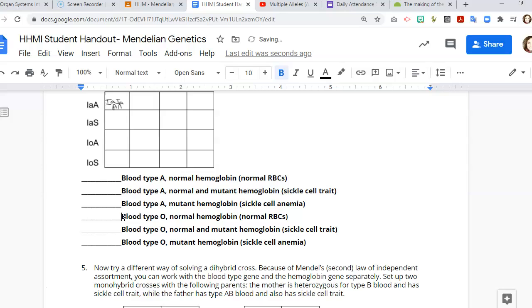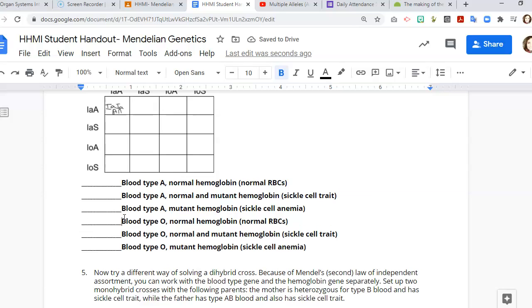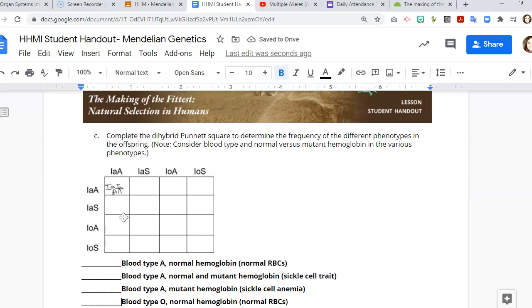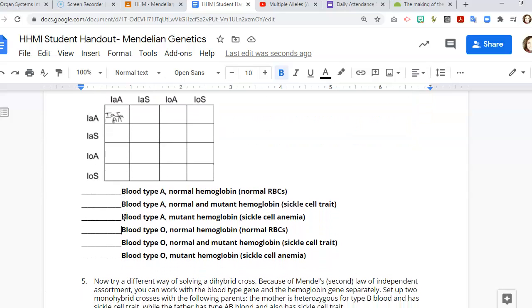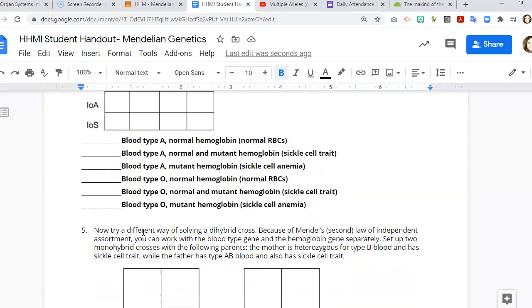So just a reminder, okay, it wants you guys to not only give me the ratio, but also to go ahead and put your percentages. So for blood type A, you would take however many out of 16 and change that into a percentage. And you're going to do that for all of these types, okay?